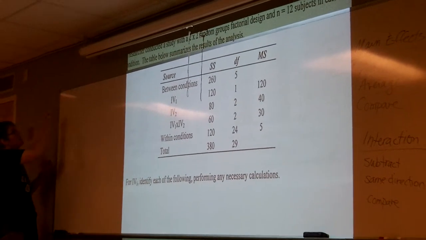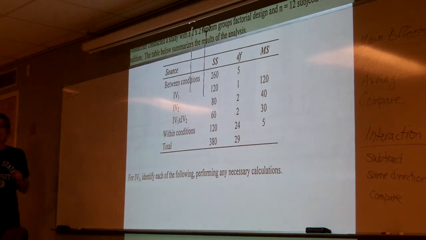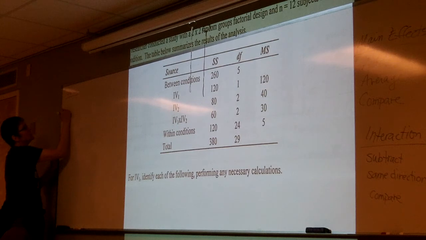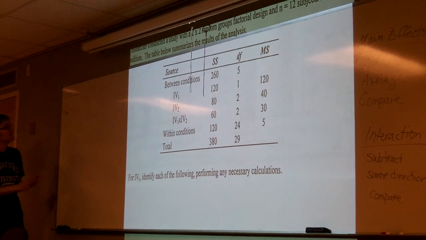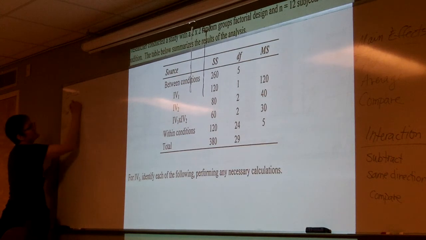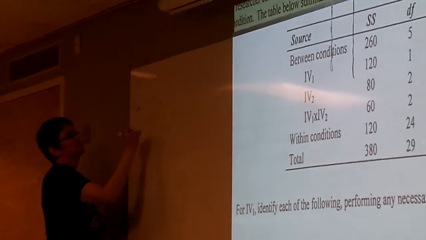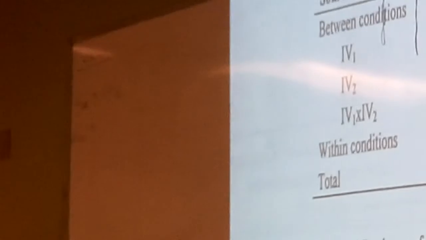So if I were doing this as a one-way, and I were looking up F critical, well, for the df numerator, what would I use? What would I use for df numerator if I were to look up a critical value if this was a one-way between subjects ANOVA? Right, I would use degrees of freedom between conditions. And what would I use for my degrees of freedom denominator? Within conditions.